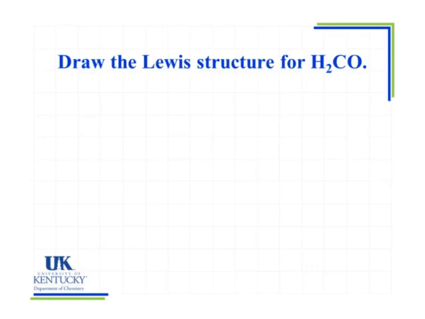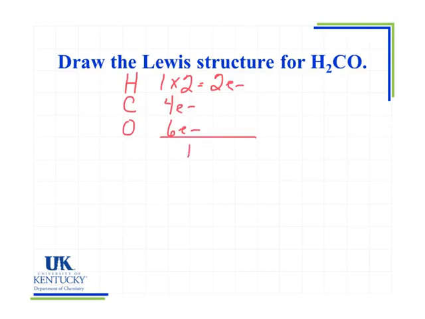So for H2CO, we know that hydrogen has one valence electron, and there are two of them. That gives us a total of 2 electrons. Carbon has 4 electrons, and we only have one of those. And then oxygen has 6 valence electrons. So we have a total of 12 electrons in our structure for H2CO.